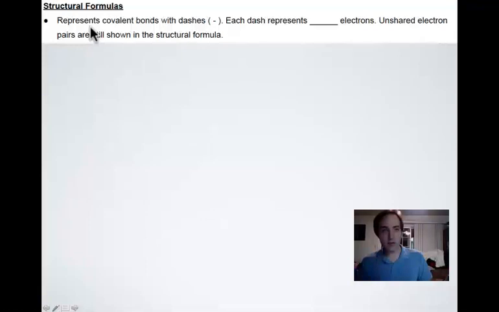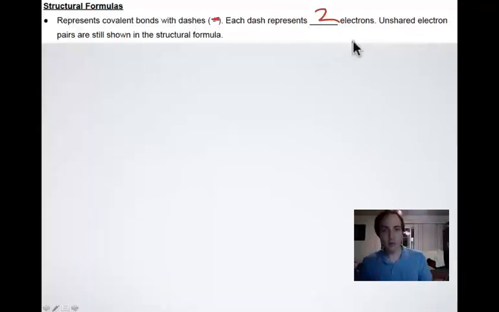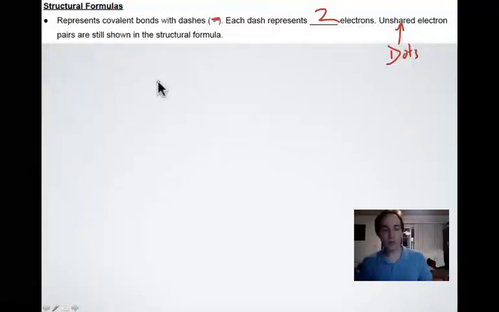But the last idea that I want to point out is, so far we've been talking about Lewis dot structures, and they all contain dots, right? Dots everywhere for electrons. You can take it a step further and draw what's called a structural formula. The only difference is that instead of drawing dots to represent the bonds, we turn the bonds into a dash or a line. So each dash is going to represent 2 electrons, the bonding pair. The unshared electrons are still just going to be dots. So all we're doing is turning the shared electrons into lines.